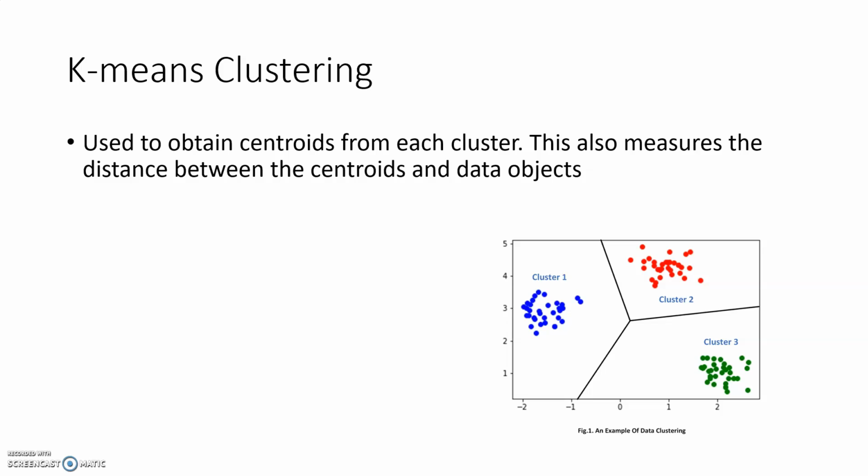K-means clustering. This is used to obtain centroids from each cluster. This also measures the distance between the centroids and data objects.